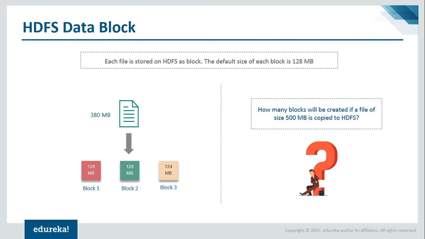So if you have a file of 380 MB, it will get divided into 3 blocks. The first block will be 128 MB, the second one will also be 128 MB, and the third one will occupy whatever is left, which is 124 MB. So there is a problem in front of you. Just tell me, if you have a file of 500 MB, how many blocks will be created? It's a very easy question, so you can just quickly type down the answers.